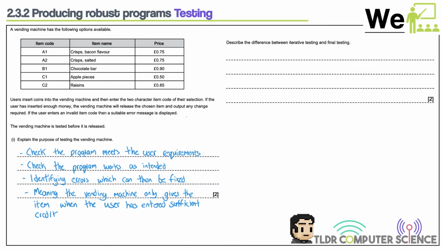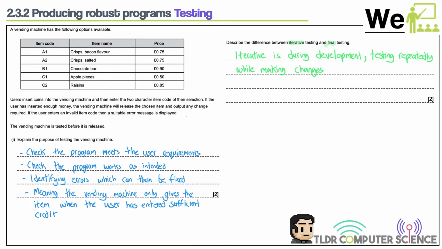We now need to consider the difference between iterative testing and final testing. Now, iterative does sound a little bit similar to iteration. This is when it's repeatedly tested whilst making changes. So this is during development. Iterative testing is happening during development where you're testing repeatedly while you're making the changes.